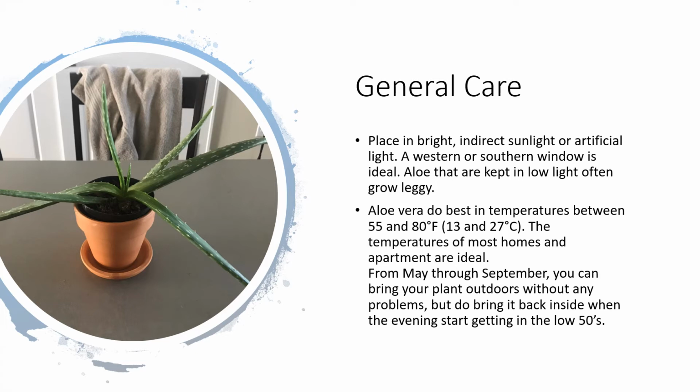From May through September, you can bring your plants outdoors without any problems, but do bring them back inside when the evening temperatures start to get down into the low 50s. You don't want them to go into the 40s because that can discolor the leaves as well.